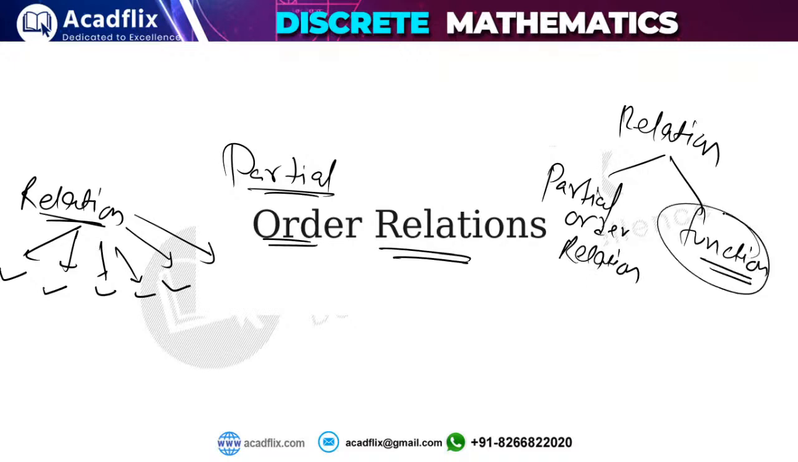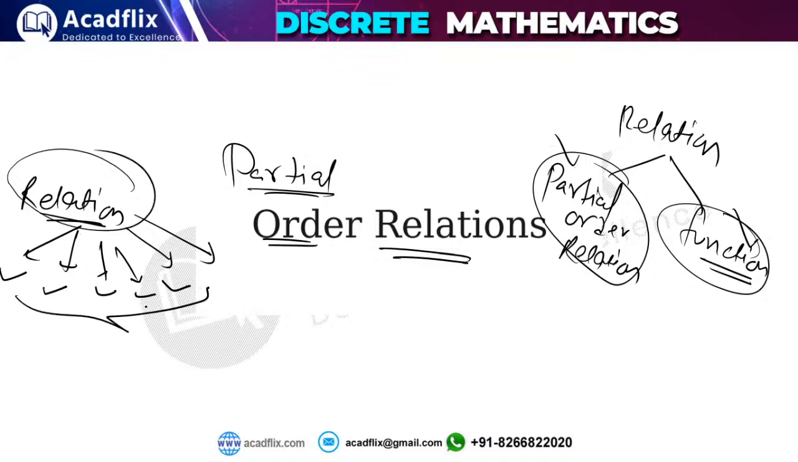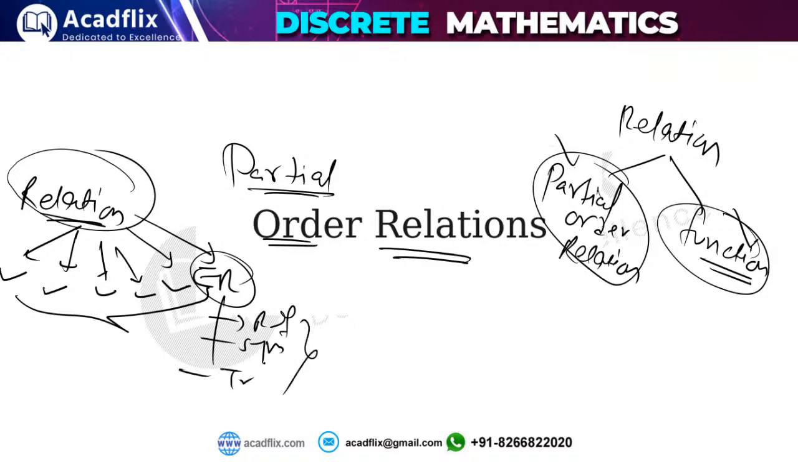This function is also a relation, remember, a special type of relation. Similarly, partial order relation is also a special type of relation. Equivalence relation, if you remember, was also a special type of relation. Equivalence relation is a relation which is reflexive, symmetric and transitive. All these three properties must be satisfied, then we say that relation is an equivalence relation. We have already seen this.